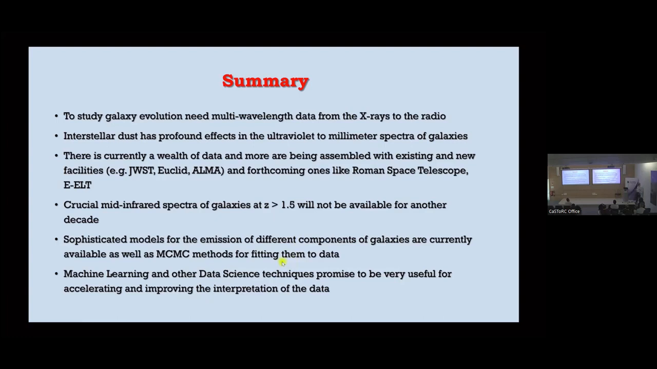Then I note here that we have sophisticated models available but we need to improve them more, perhaps, for how different parts of galaxies combine, and develop methods to fit them to data. And an area which is developing very fast is the application of machine learning and data science methods in general to help us in this journey to understand and interpret all of this data, to have a complete picture of galaxy formation and evolution.